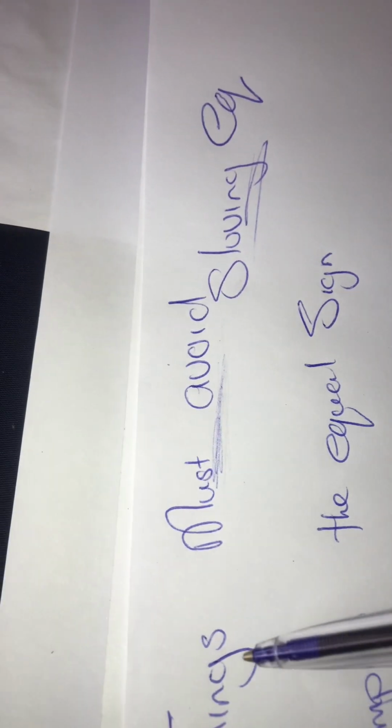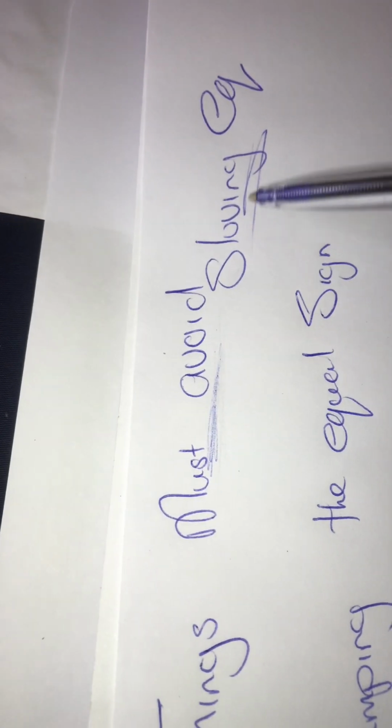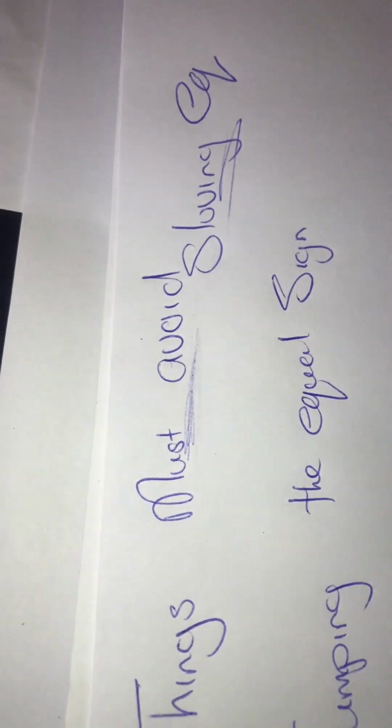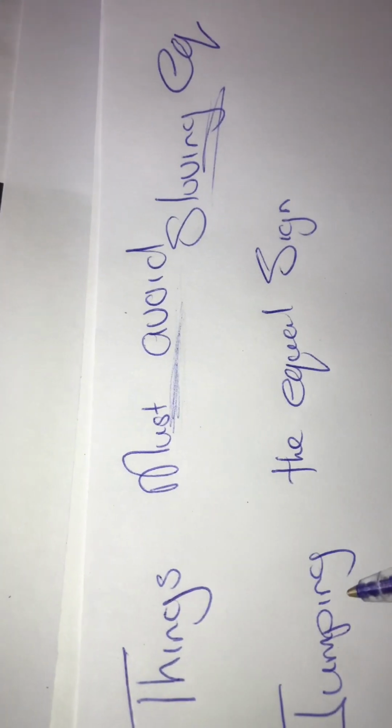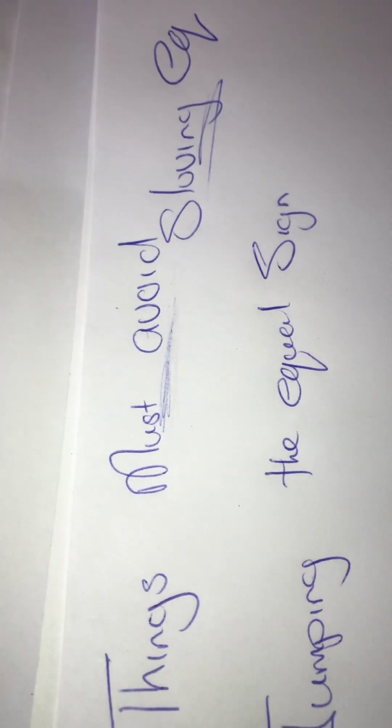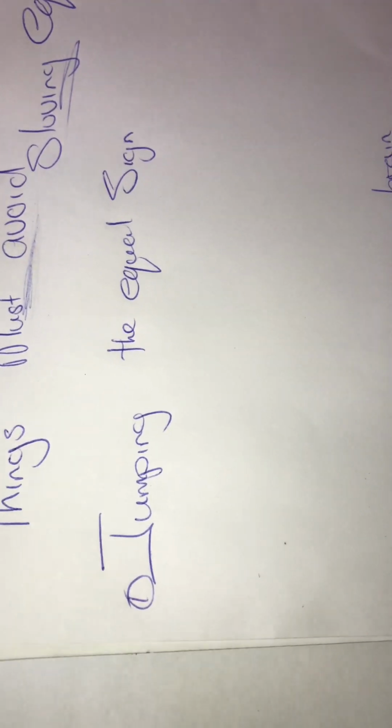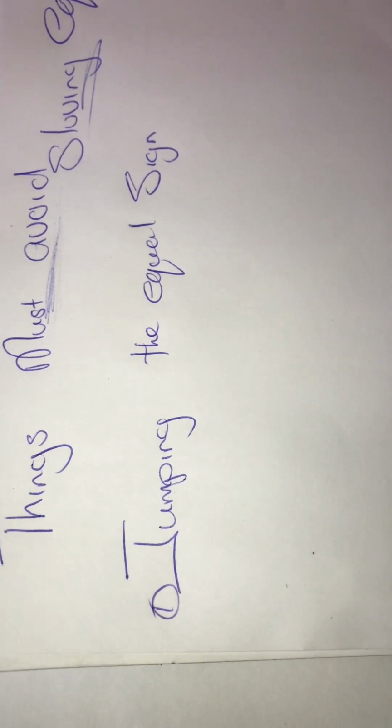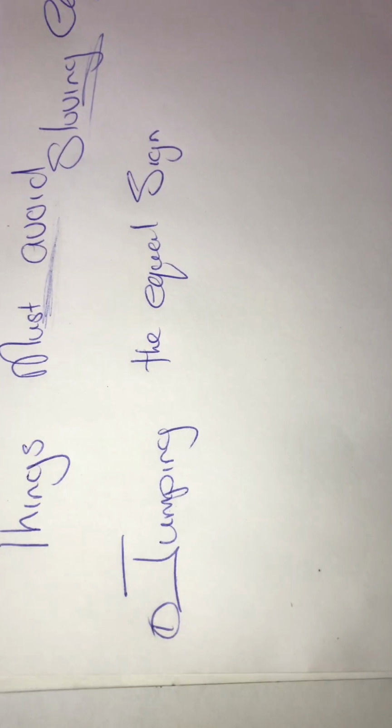Okay, today we're gonna be talking about things that you must avoid when solving equations. I'm gonna deal with two habits that you must avoid. The first one I call jumping the equal sign.